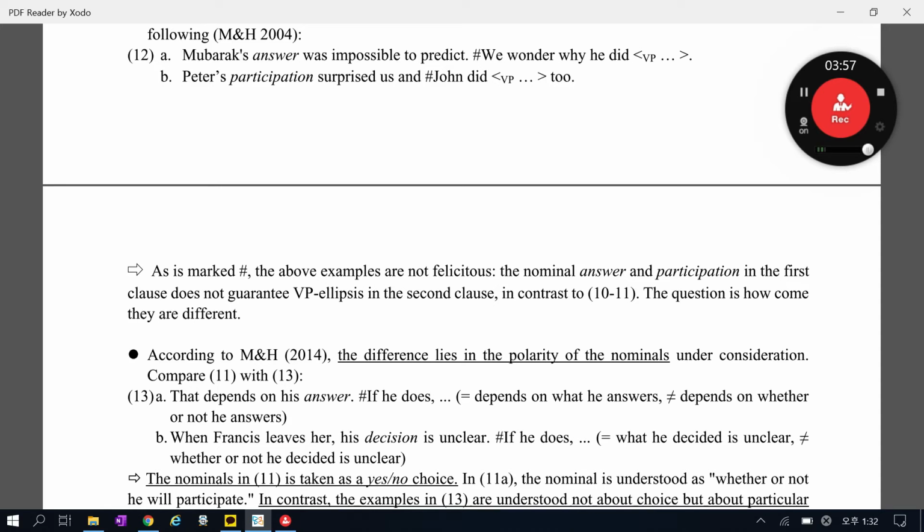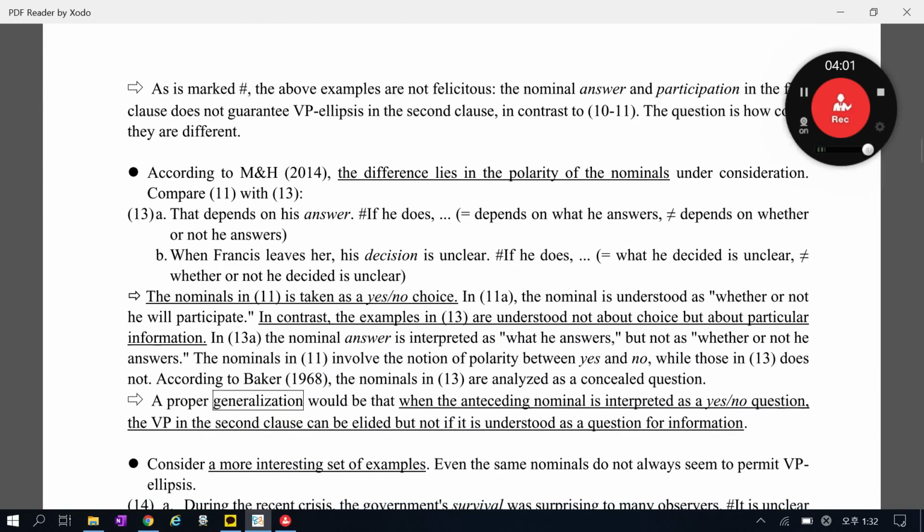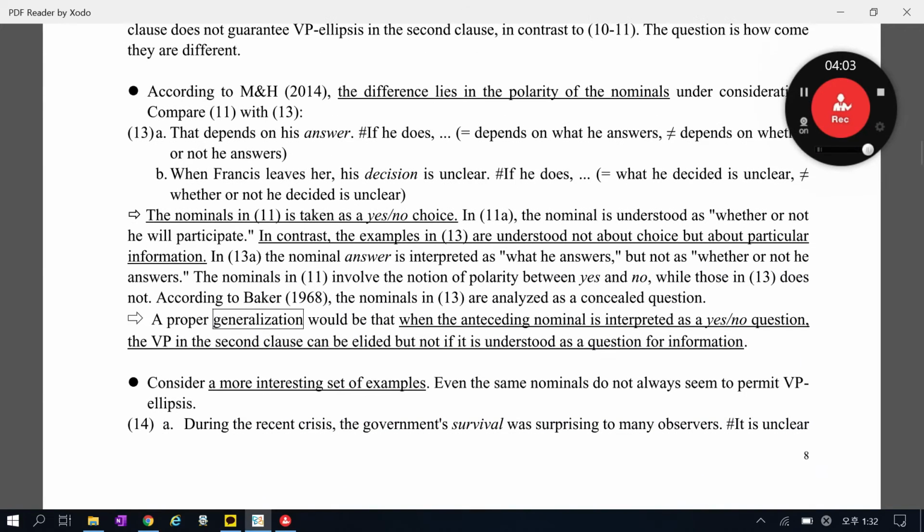The question is, how come they are different? According to Miller and Hofmeister, the difference lies in the polarity of the nominals and the consideration. Now compare 11 and 13. In 13, that depends on his answer. He does. This second clause means that it depends on what he answers, not on whether or not he answers.